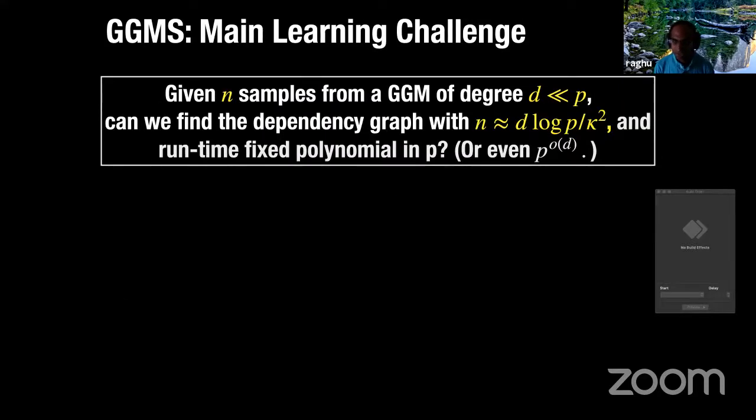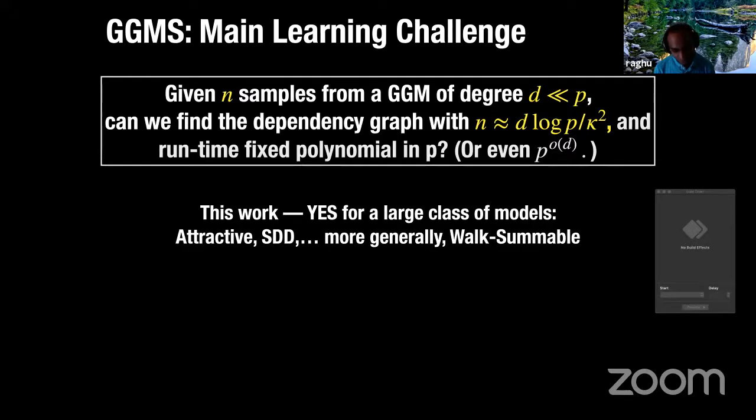So the central question now is whether I can learn the dependency graph of a GGM with roughly d log p by kappa squared samples and runtime that is a fixed polynomial in p. So I don't want the exponent in p to grow with the degree d, or even, can I even get p to the little o of d sample complexity?